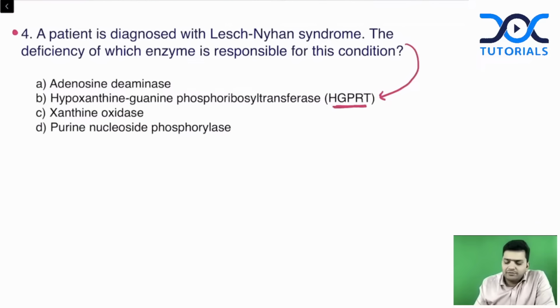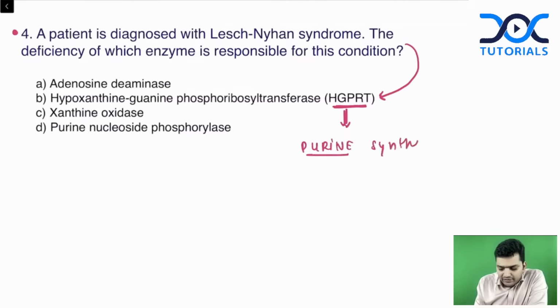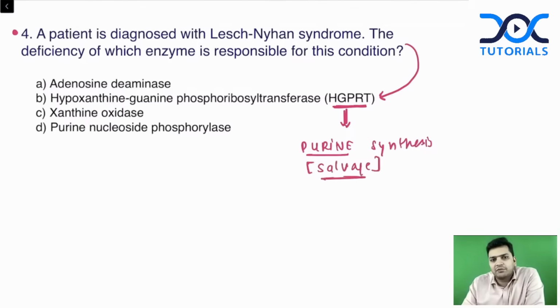Can you tell me which pathway the HGPRT enzyme belongs to? It belongs to purine synthesis by the salvage mechanism, not the de novo one. This is where the enzyme comes in. Let's understand where this purine salvage pathway is and how Lesch-Nyhan arises. The question was straightforward, but let's understand some points around HGPRT and what other questions can be formed.